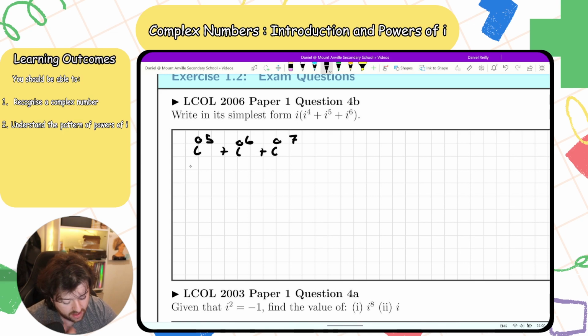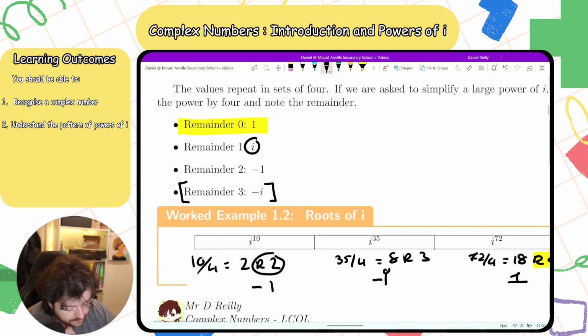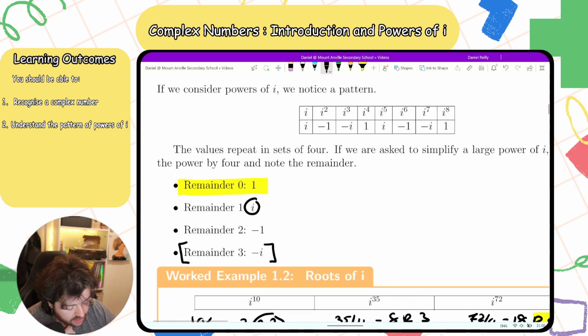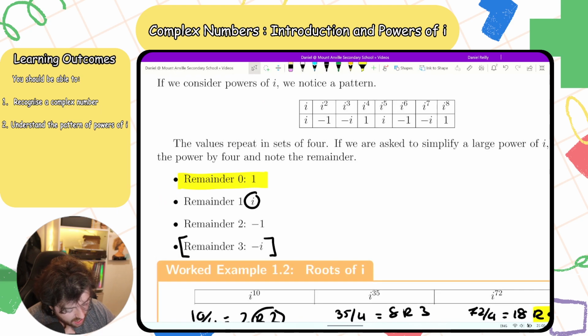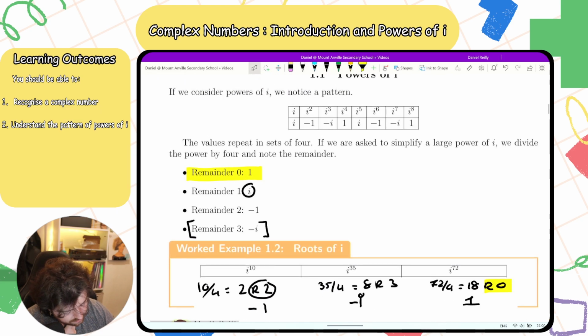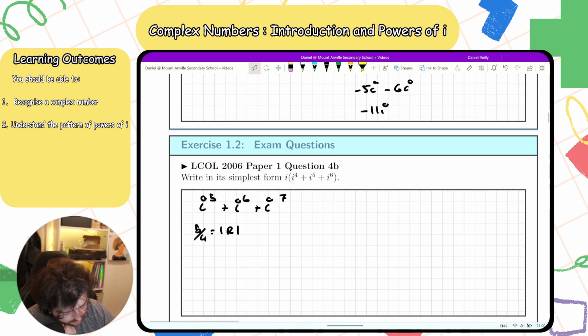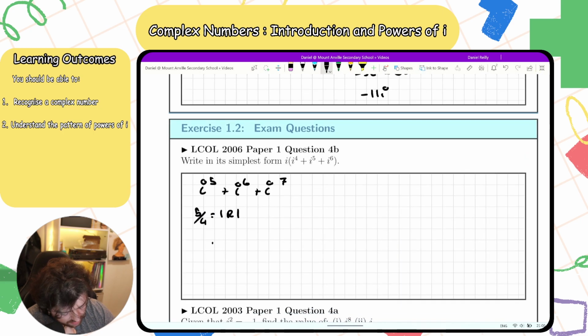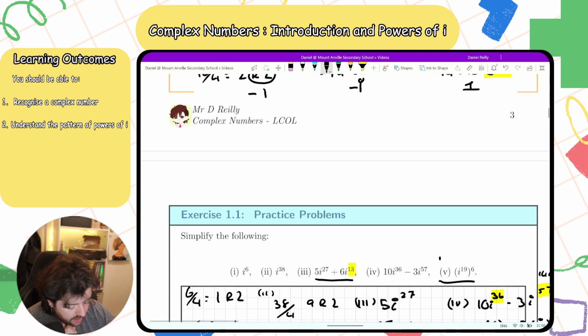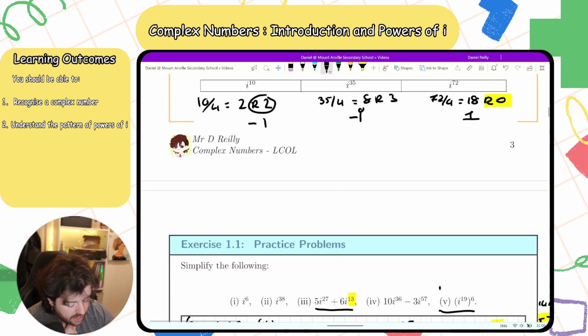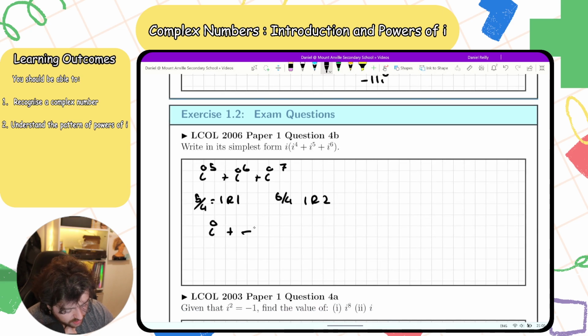So I to the power of 5. So 5 divided by 4 is 1 remainder 1. I have a remainder 1. So my answer here is going to be I. So this term is going to I plus 6I. 6 divided by 4 is 1 remainder 2. So that's remainder 2. You go up and you check your little table you drew out. It's minus 1. Just minus 1.